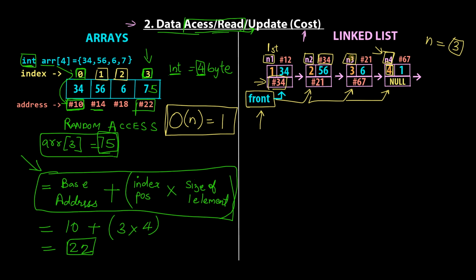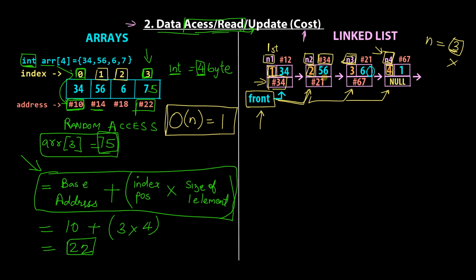So if I want to access a node with the key of 3, I will start from the front. I will check the key of n1. n1's key is 1. Is it matching with 3? No. Then I will move forward. I'll check the key of n2. I'll match it with 3. Is 2 equal to 3? No. Then I'll move forward. And when I get a match, then I will access node n3 and make the appropriate change. So let's say I want to change the data of 6 to 60. So once I access n3, I can make it 60.